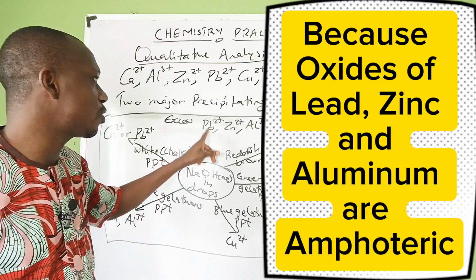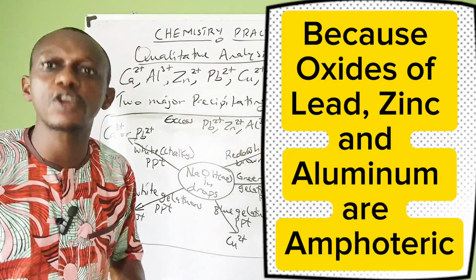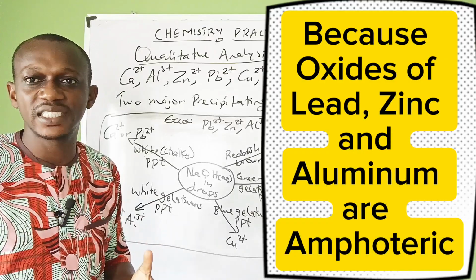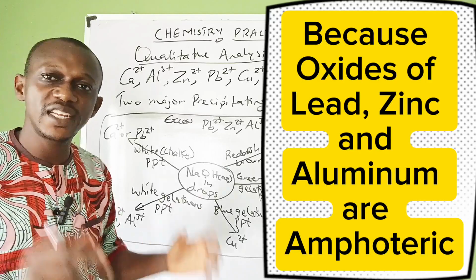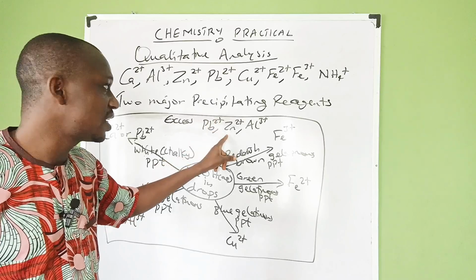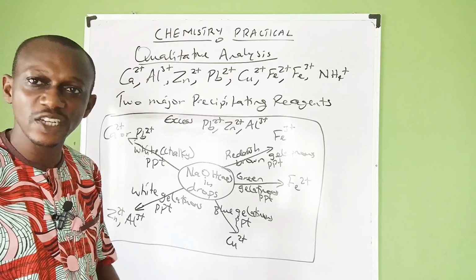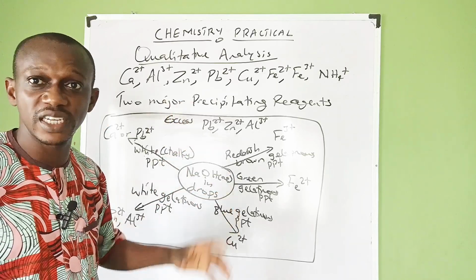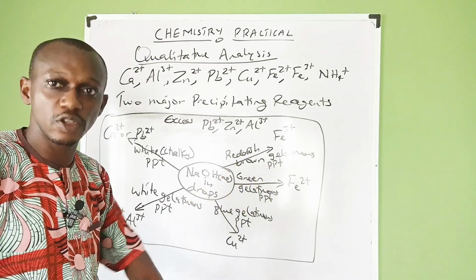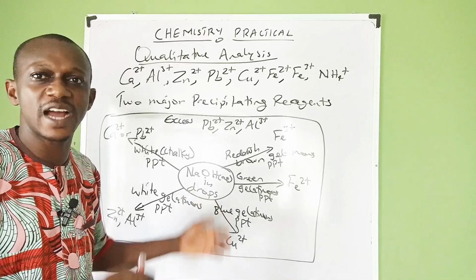That's why any oxide of lead, any oxide of zinc, and any oxide of aluminum, we said they are amphoteric oxides. Amphoteric oxides are oxides that can behave both like an acid and like a base. So when we put excess sodium hydroxide, lead, zinc and aluminium behave like an acid, although their natural state is basic, in order to react with sodium hydroxide, and that is why you find the dissolution. That's why they're amphoteric. You can go through it properly and understand it better.